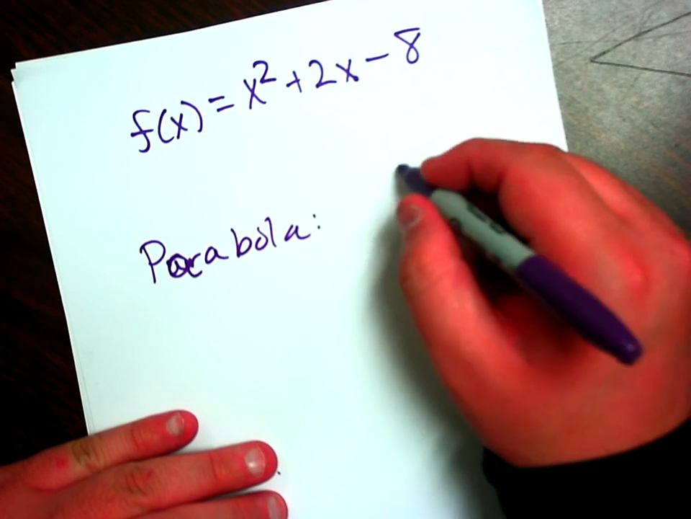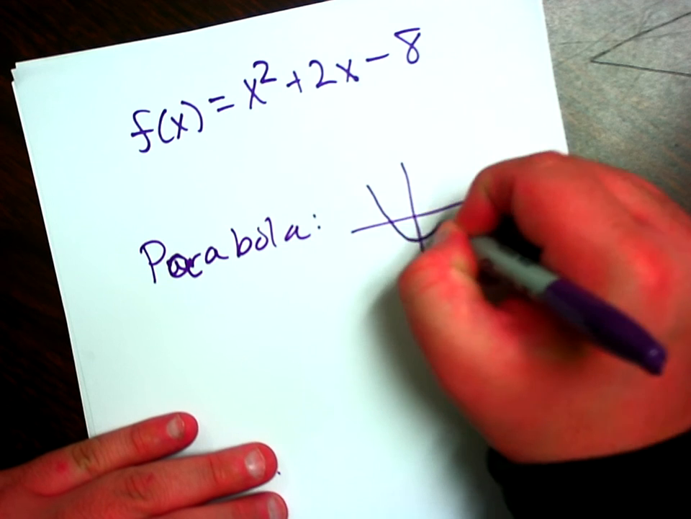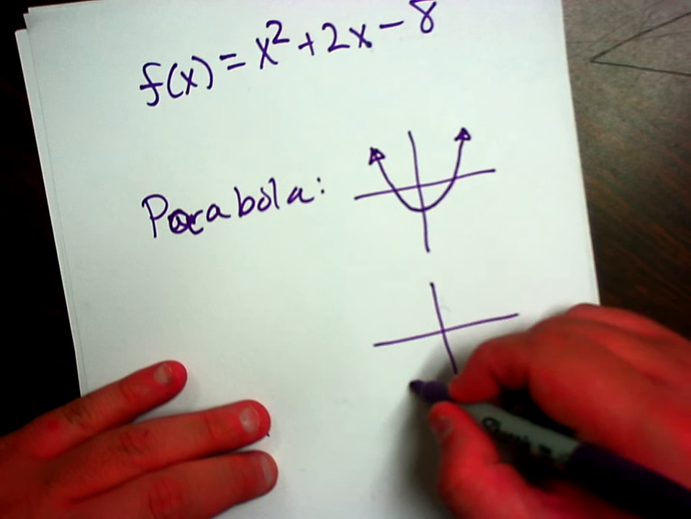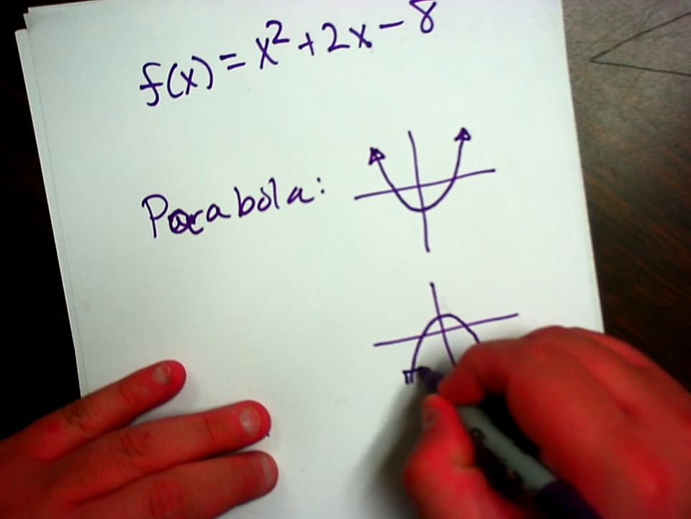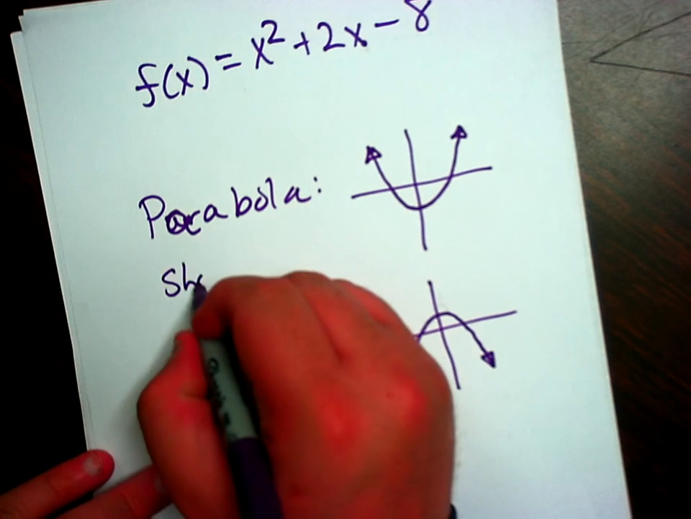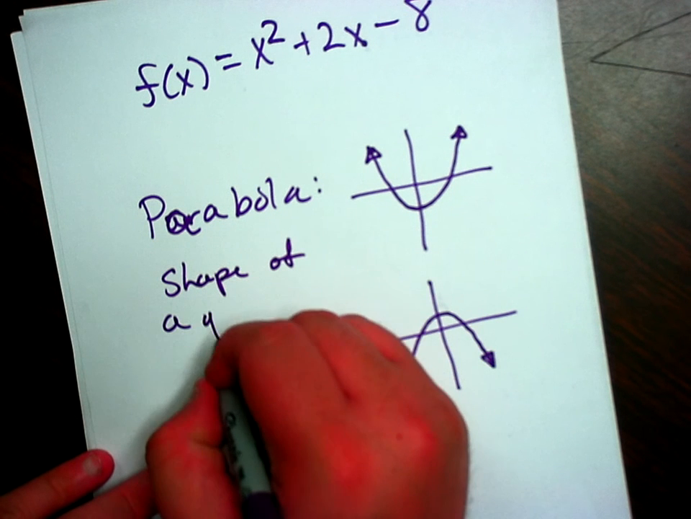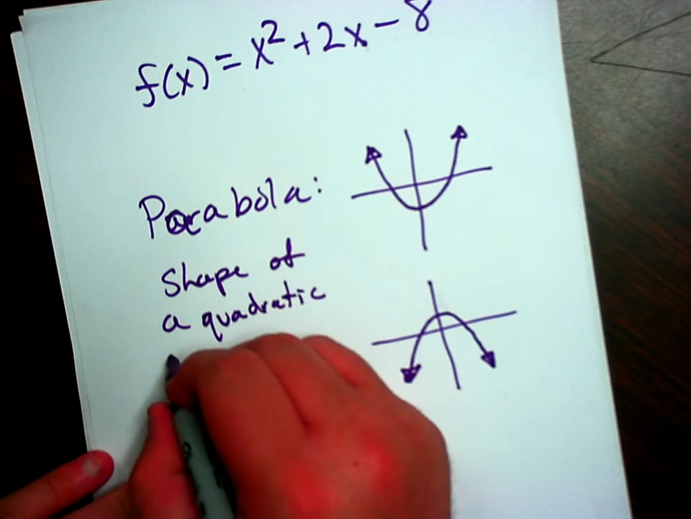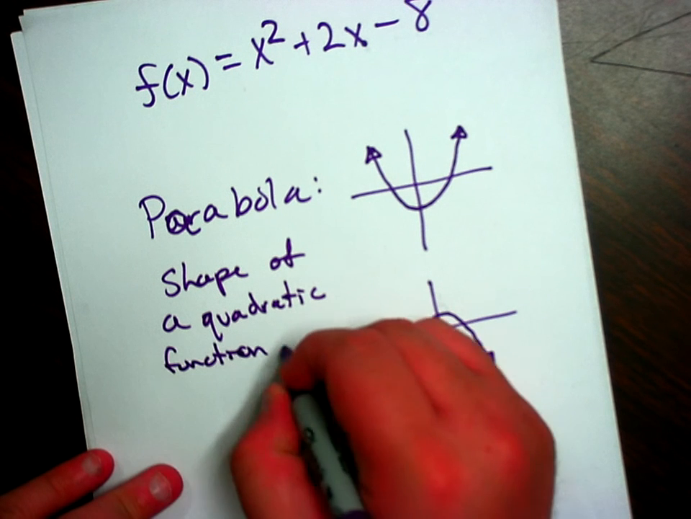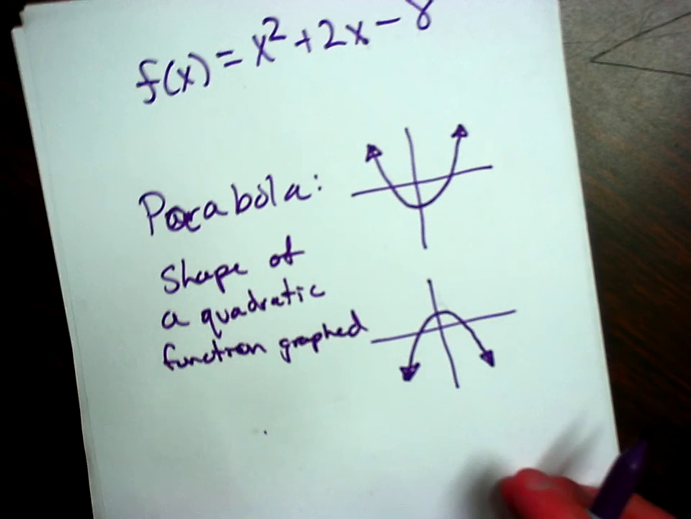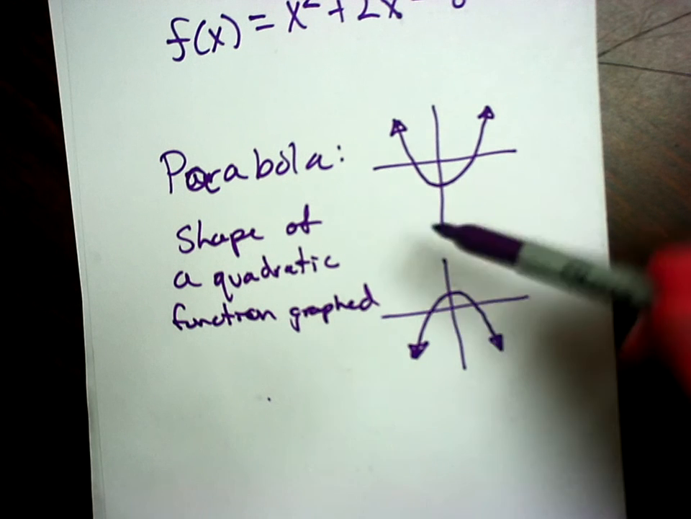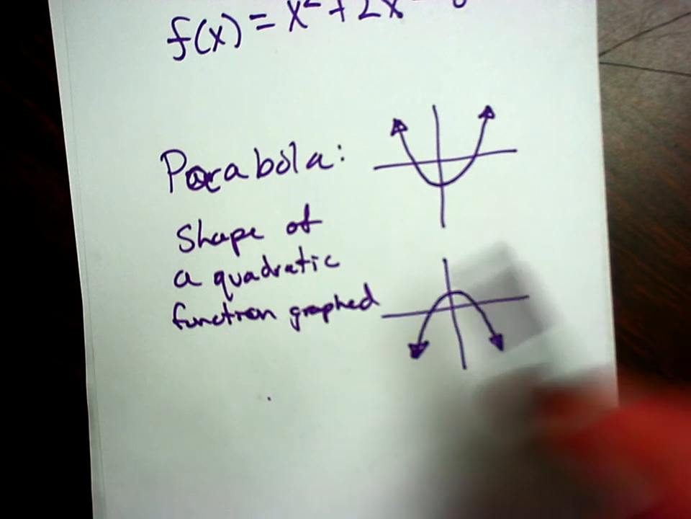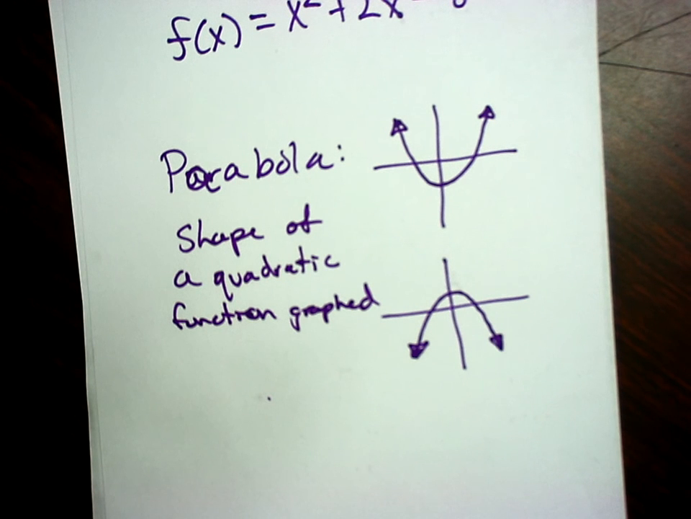And the parabola is just the shape the graph makes. And it could be up or it could be down. Both of these are examples of parabolas. Doesn't matter where the curve is, it's the shape of a quadratic function graphed. Okay, so the parabola is the shape of a quadratic function graphed, and it's this iconic curve that you get, whether it's open up or open down. Okay, it's that curve shape you get, and that's what makes quadratics quadratic.